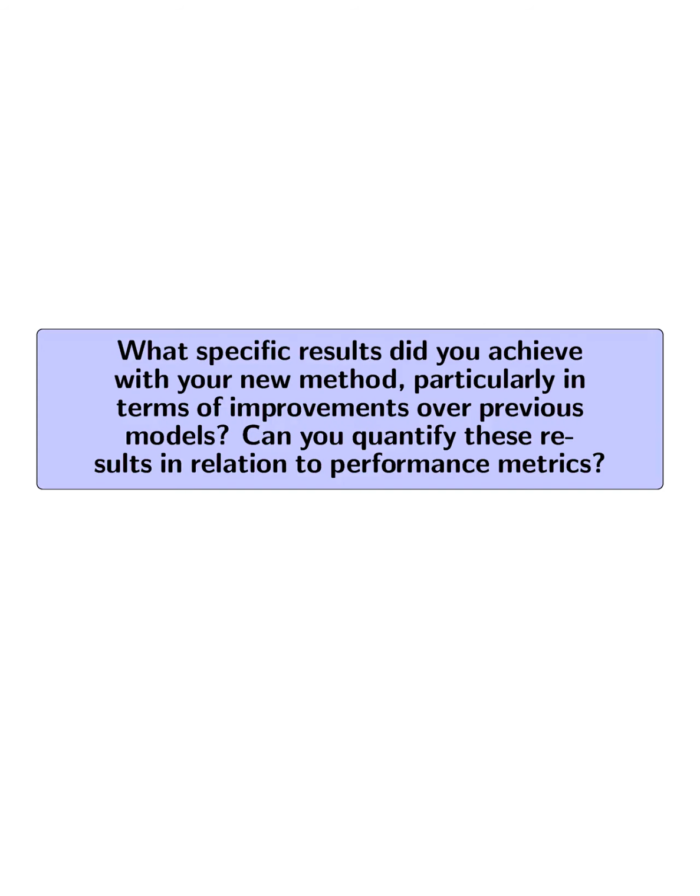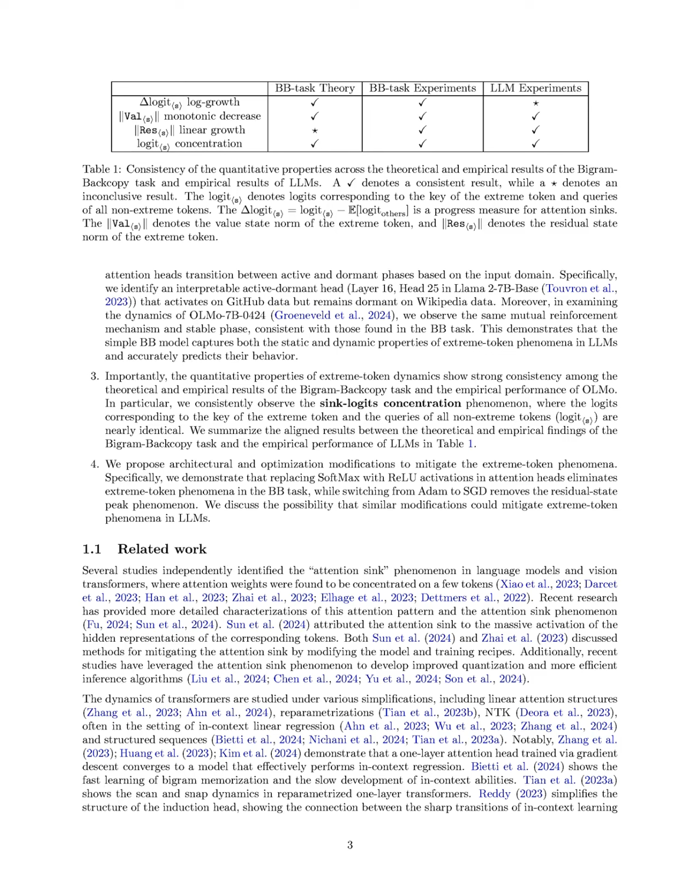What specific results did you achieve with your new method, particularly in terms of improvements over previous models? Can you quantify these results in relation to performance metrics? In our study, we demonstrated that replacing the softmax activation function with ReLU in attention heads effectively eliminates the extreme token phenomena observed in the bigram backcopy (BB) task. This modification led to both the bigram and backcopy risks converging to the Bayes risk after just 200 training steps, indicating a significant improvement in model performance.